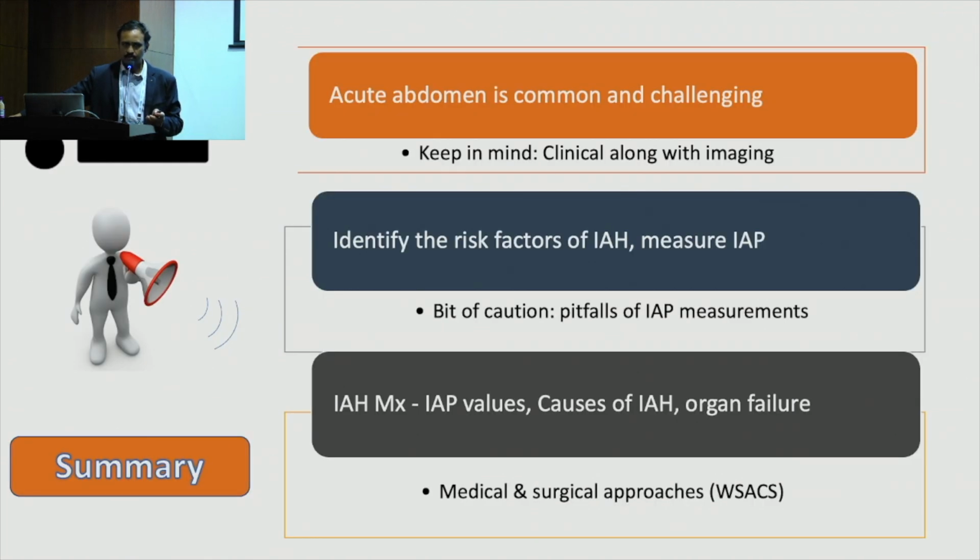And to summarize, acute abdomen is quite common. Identify the risk factors. If you have risk factors, start measuring your intra-abdominal pressures. Always keep in mind the position of the patient, the IAP values, and how much. Most important is the cause of the intra-abdominal hypertension, surgical cause, and organ failures.